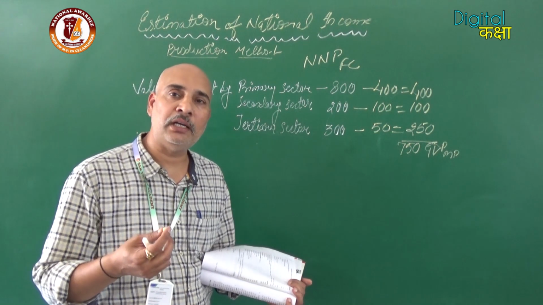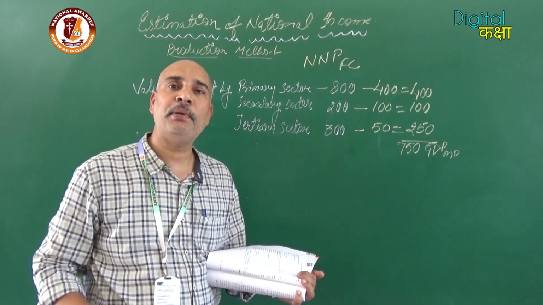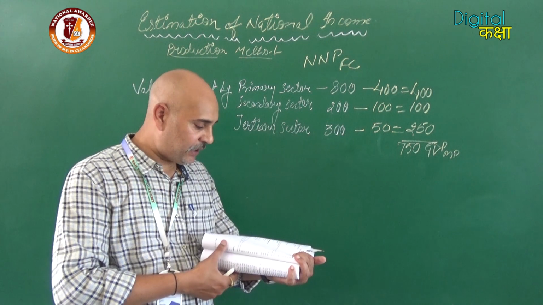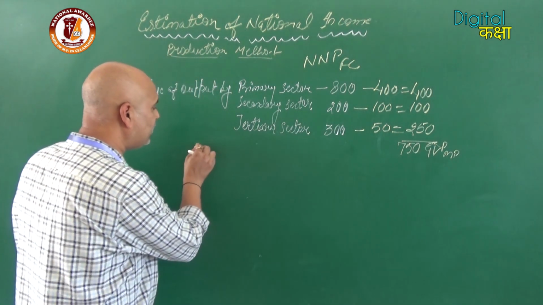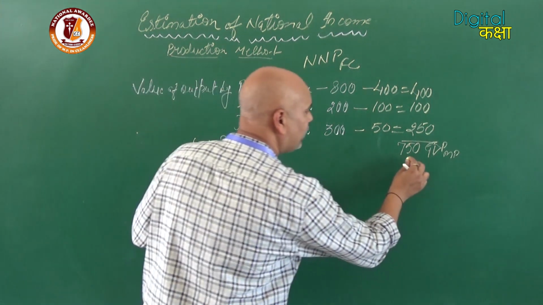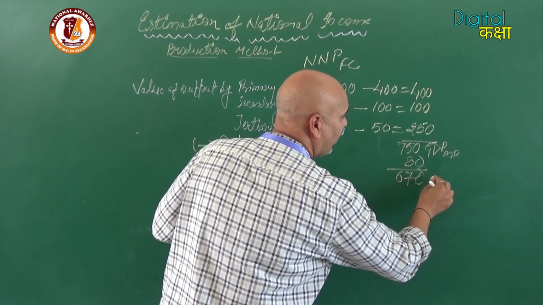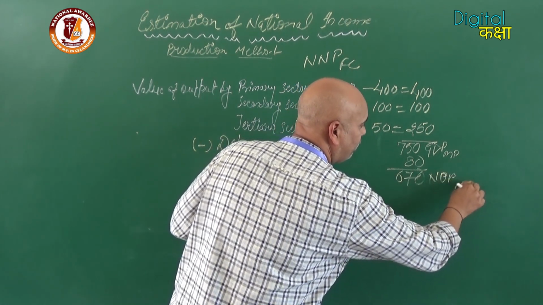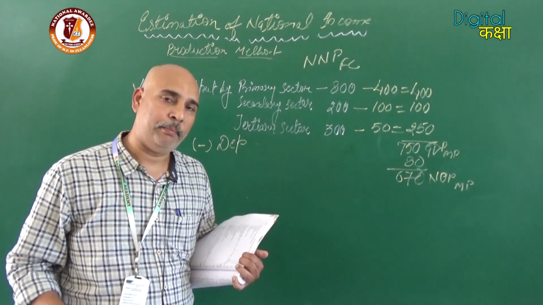Depreciation is used to convert gross into net. That means this GDP, gross domestic product, will be converted into net domestic product. So the value of the depreciation is given 80. In the sum, the value of the depreciation is given 80. So minus depreciation. What was the value of depreciation? 80. So we will have 670 rupees as NDP MP. Okay, so after subtraction we got NDP MP.